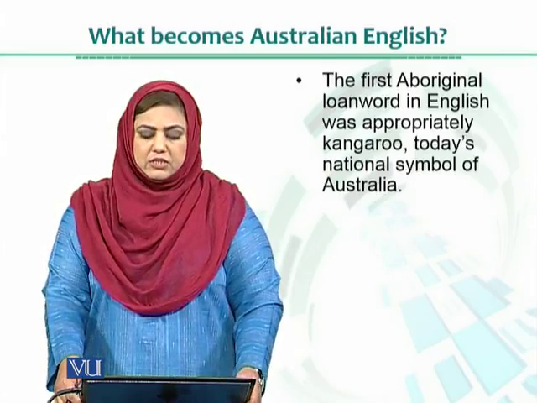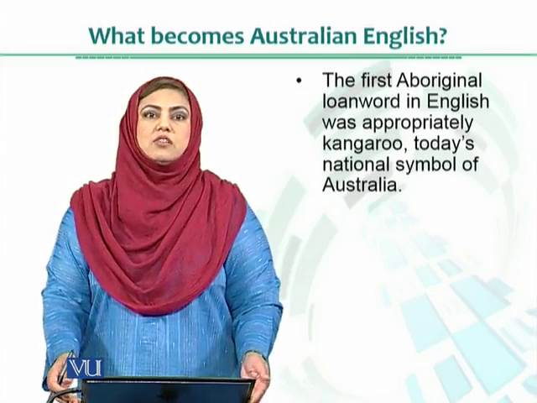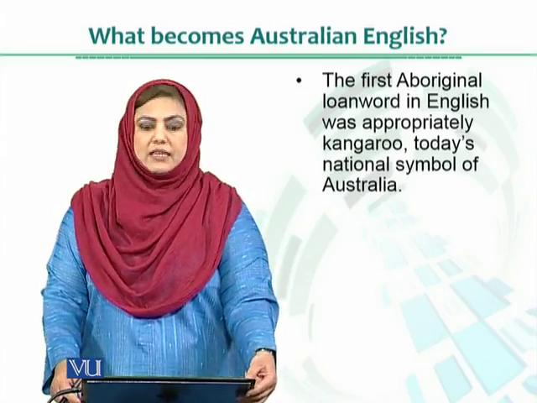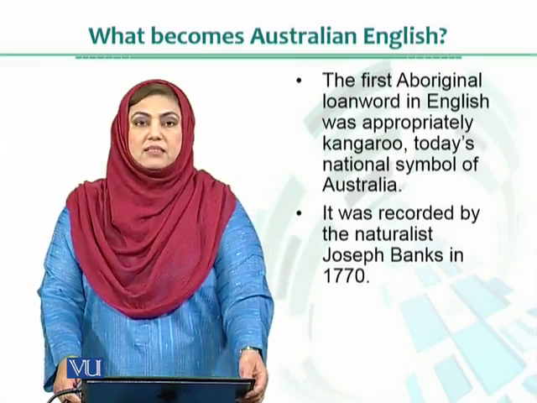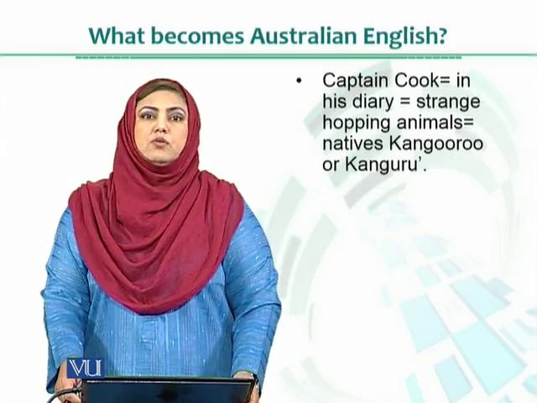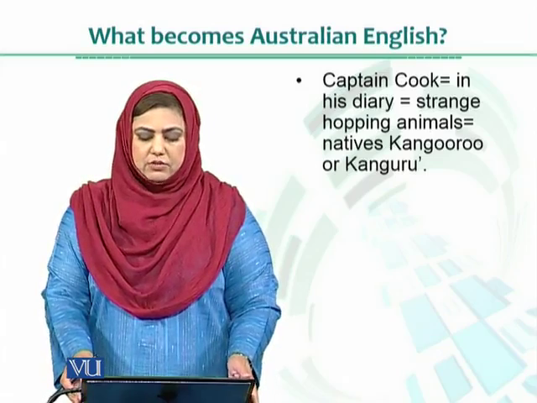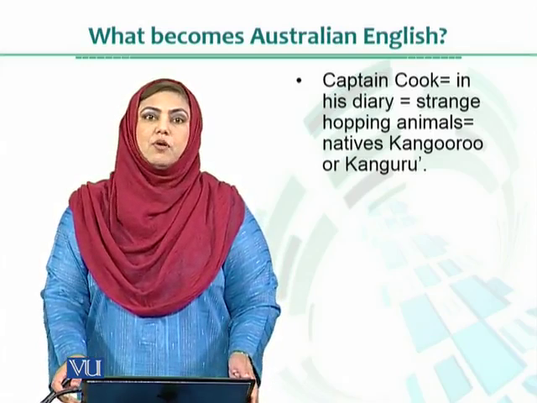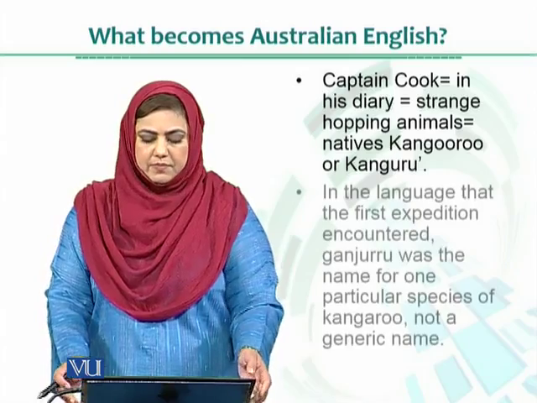The first Aboriginal loanword in English was appropriately the word kangaroo, that Australia is famous for, and today it's a national symbol of Australia as well. It was recorded by the naturalist Joseph Banks in 1770. Captain Cook, who went there on the first voyage, also recorded in his history that there is a strange hopping animal here, and natives call it kangaroo.